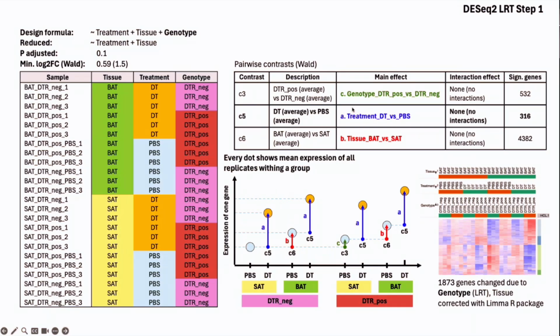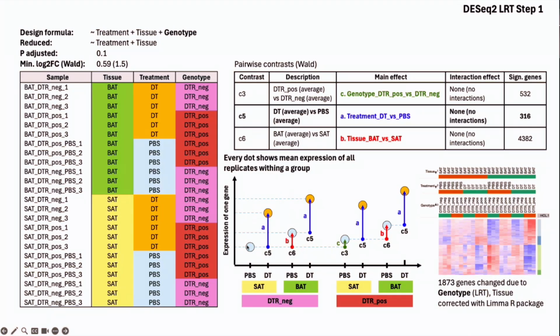This is the contrast that we looked at before. Now it has even more genes. This is our treatment, DT versus PBS on average, because there is no interaction. Then we have this contrast that we also had before, and one more contrast that shows us the difference between the DTR positive and DTR negative.